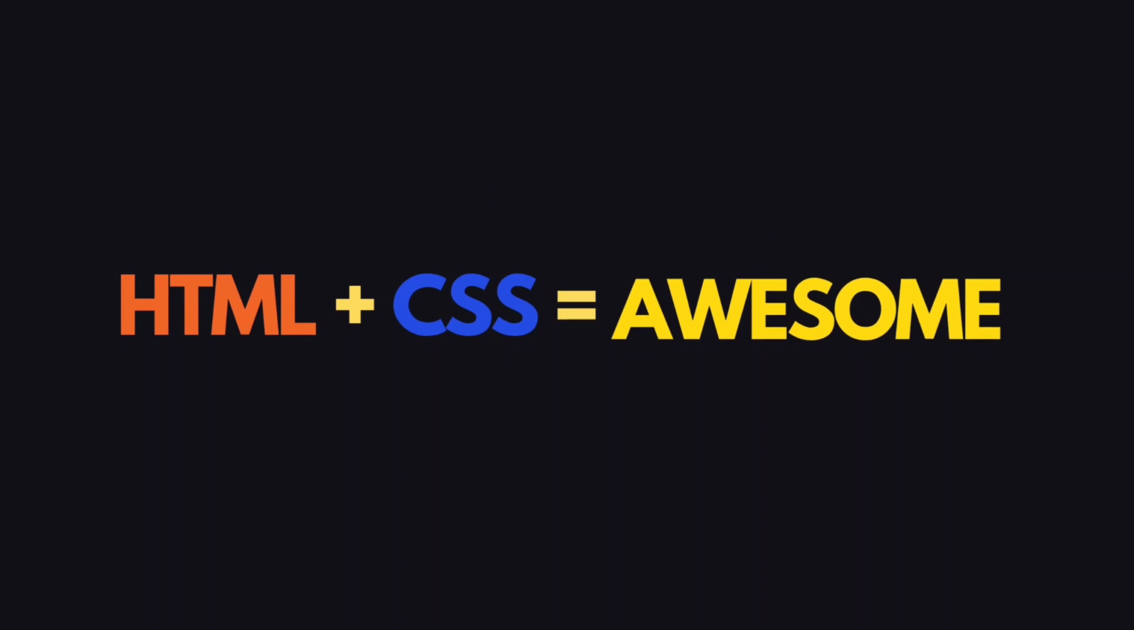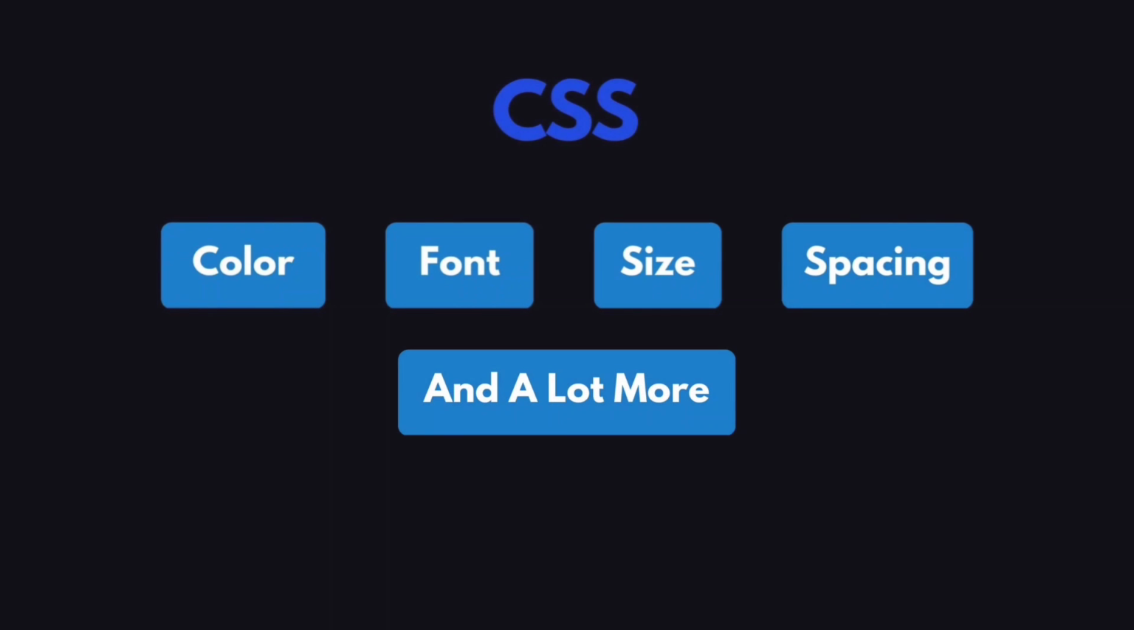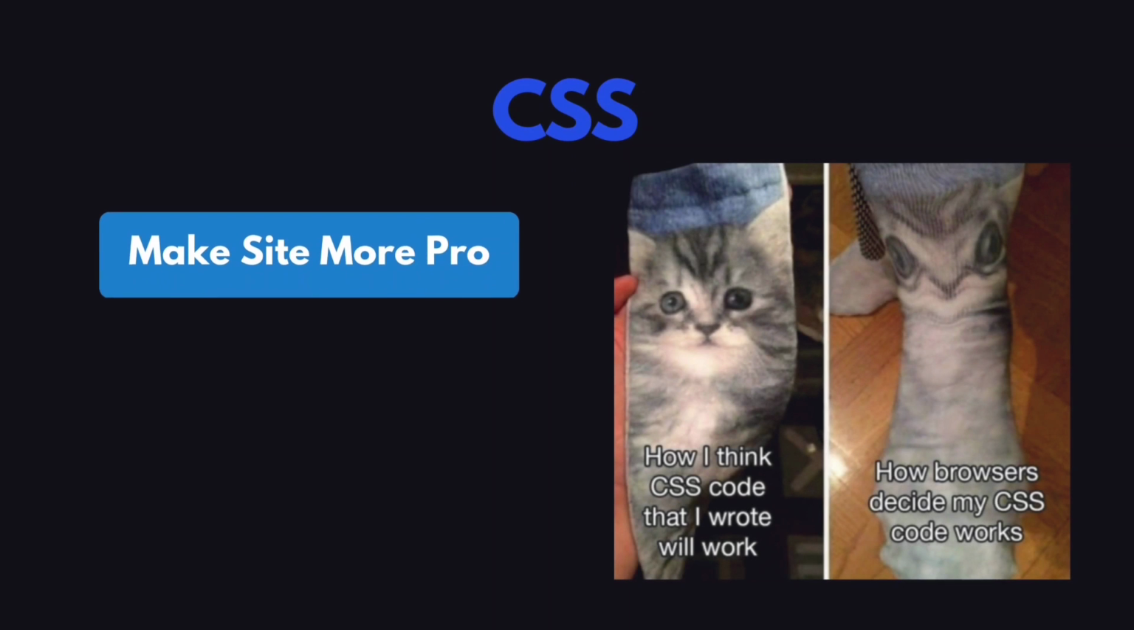CSS is used in conjunction with HTML, which provides the structure of a web page, while CSS provides the visual styling and layout. CSS allows you to control the color, font, size, spacing, and overall layout of web page elements. It can be used to make a website look more professional and polished, and it allows for a consistent visual design across all pages of a website.